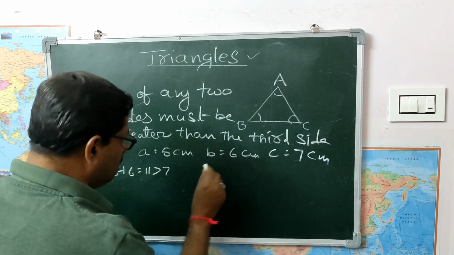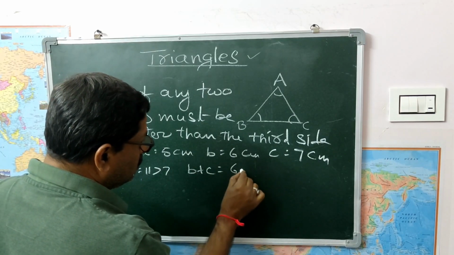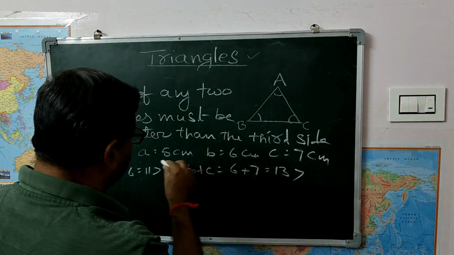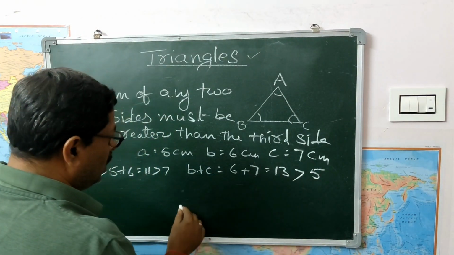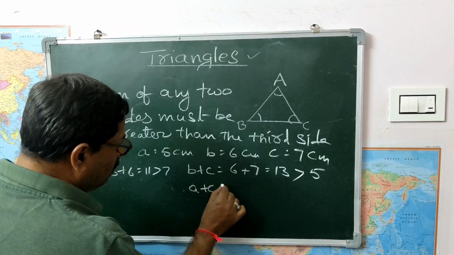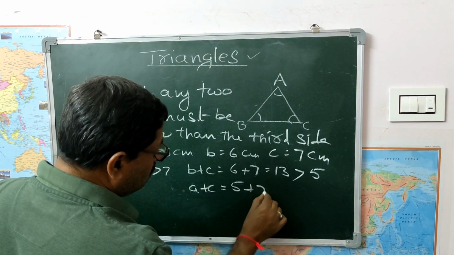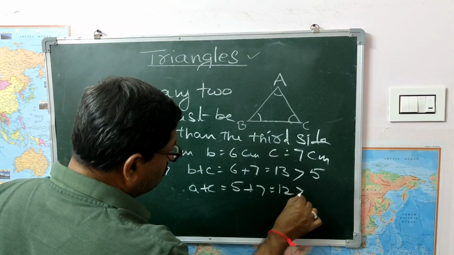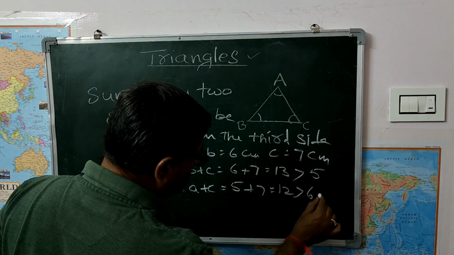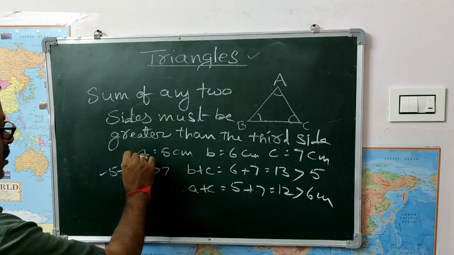So, okay. That means you need not take only these two. Any two you can take. B plus C, for example. What is B plus C? 6 plus 7 is equal to 13, which is greater than the third side, 5. Likewise, A plus C, if you consider, what is A plus C? A is equal to 5 and C is equal to 7, whose sum is equal to 12, which is greater than the middle side, that is B, 6 centimeters. So you can form a triangle with these measurements.